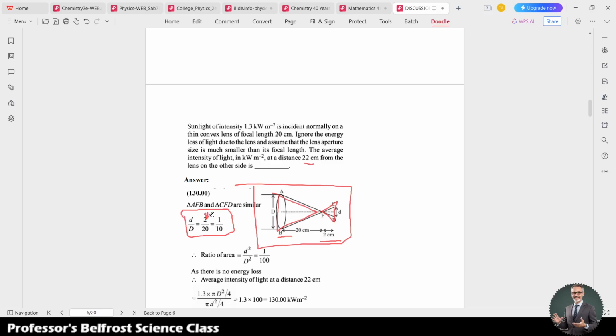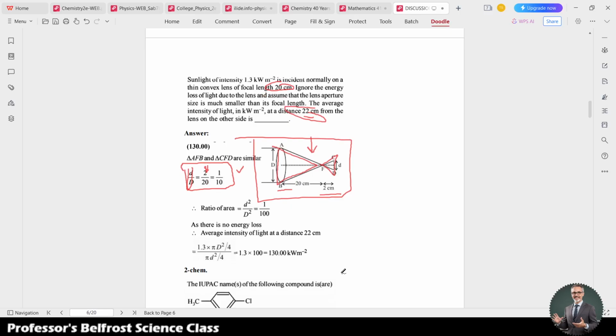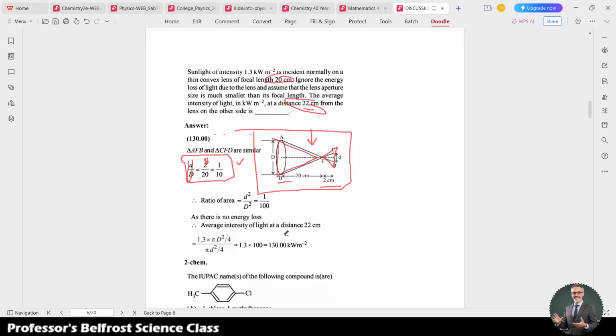So you need to pay attention to all of the information that is given in this passage, okay, to be able to sketch this picture. So 2 by 20, it is 1 over 10, right? 1/10, I mean, okay? And the ratio of the area is just the square of this ratio, which is 1 over 100, okay?